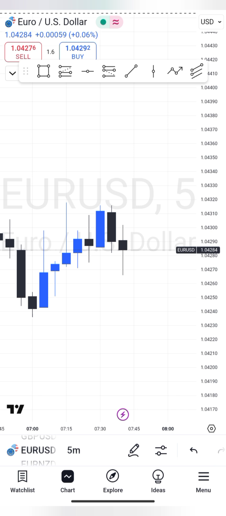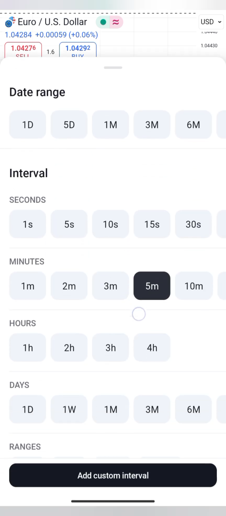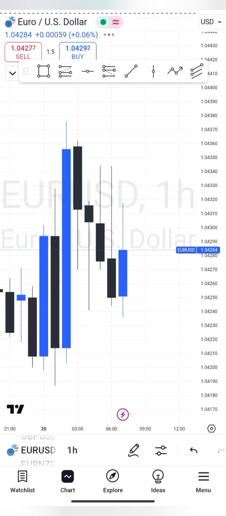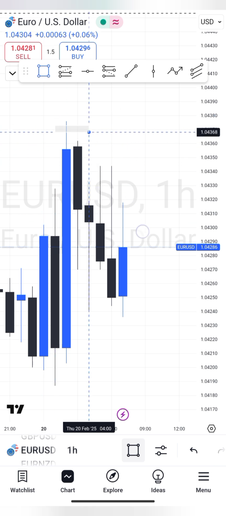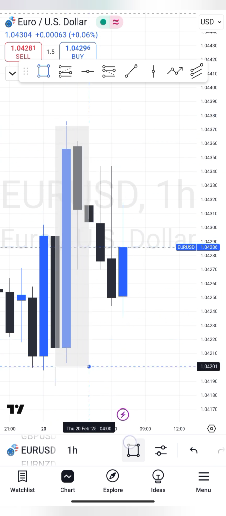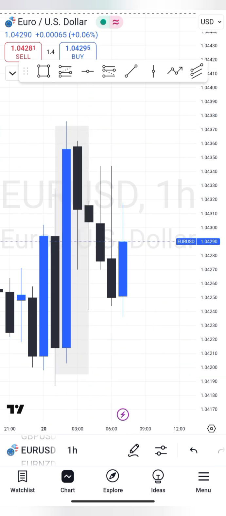So every single candlestick here is a representation of the time frame that you're in. Let's say I want to use the 1 hour time frame. Every single candlestick here is a representation of what happened in an hour. That is how simple it is.